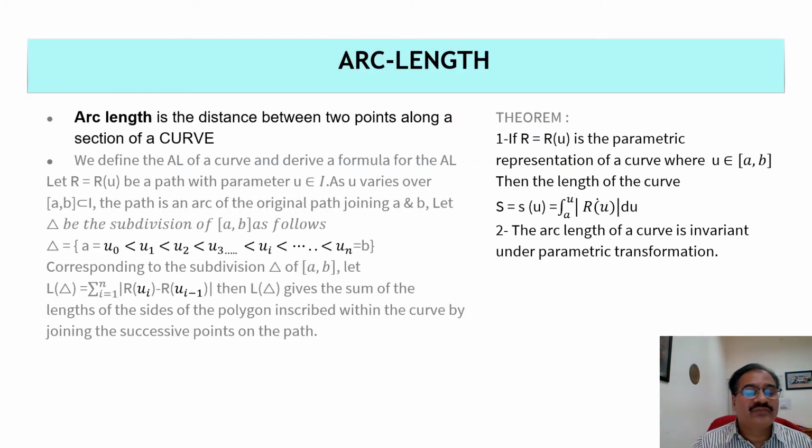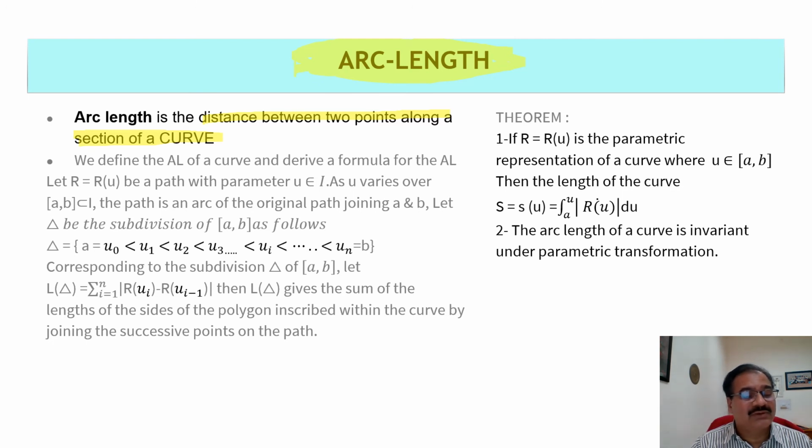Now, in this connection we have to study what we mean by arc length. If you go through the book and look at the definition in mathematics, you find that the arc length is the distance between two points along a section of a curve. Mind it, a section of a curve. It means we define the arc length of a curve and derive a formula for it.